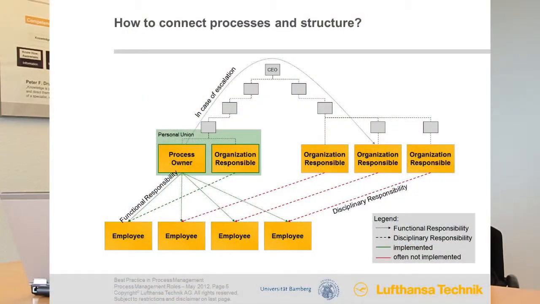And as you can see on this picture, what we are using at LHT are two different role definitions. One is the process owner, and we already talked about that. He or she has the functional responsibility to design the process. And on the other hand, we have the so-called organization responsible, and this role is responsible for leading the people. So that's the disciplinary responsibility towards the employee.